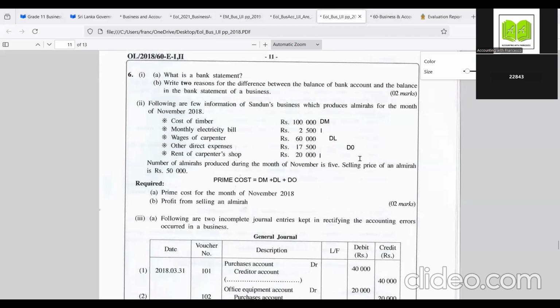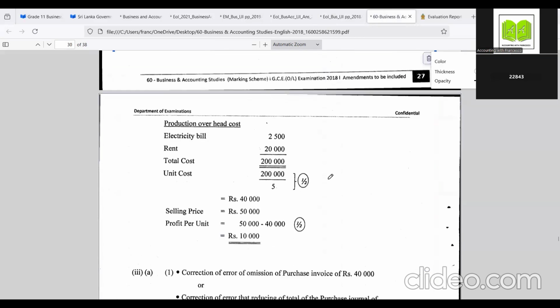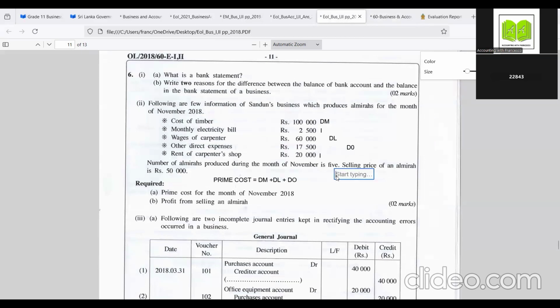Next, the profit from selling the item. The number produced during the month is 5. Selling price is 50,000. Okay, let's see how to do this. Here you can use a small logic. One of that thing is 50,000. There are 5. What you can do? Multiply, get the total selling price, 250,000, right?